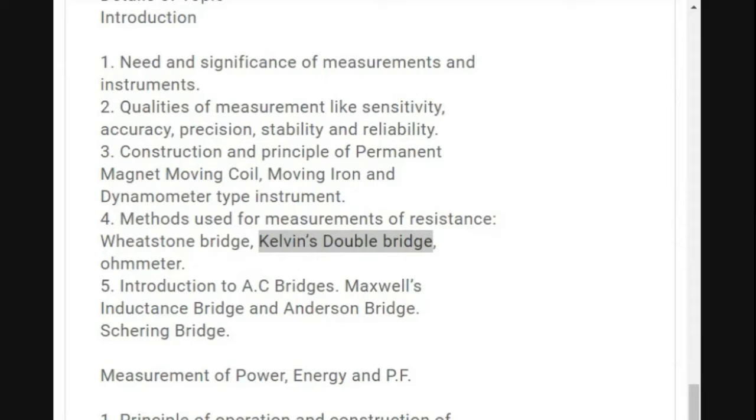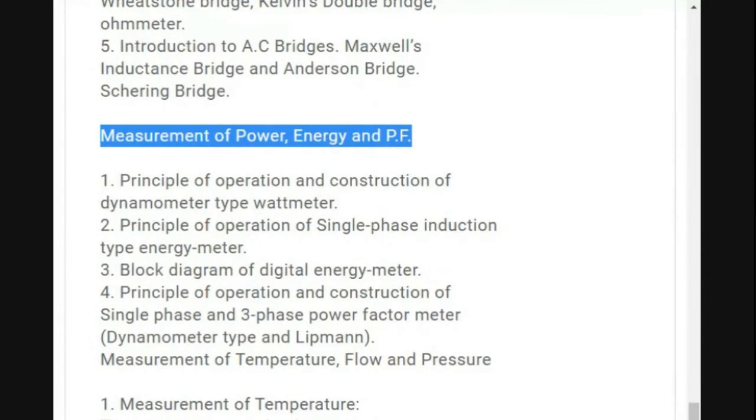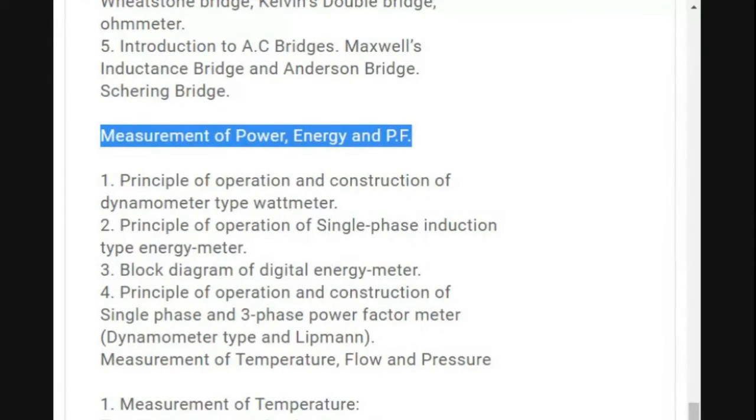Okay, so now next one is measurement of power, energy and power factor. So we have seen the basic diagram of power triangle, and as per the power triangle you can see that there are two types of important power which we are considering, that is active power and reactive power. Okay, so active power and reactive power play an important role in a particular power system.